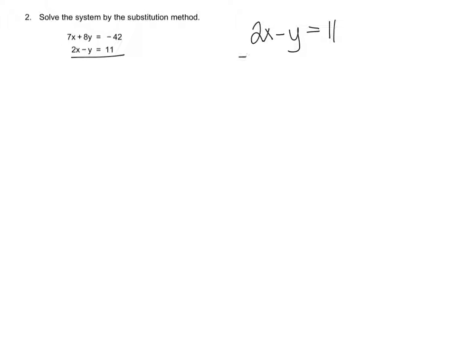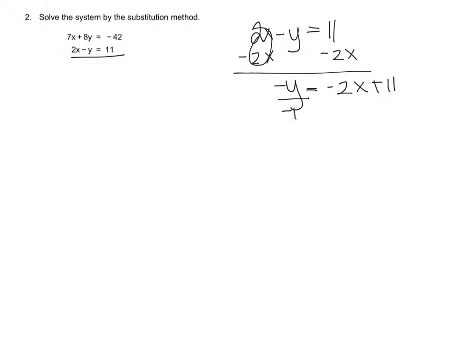Again, I'm solving for y, so I need to subtract 2x from both sides, and I get negative y equals negative 2x plus 11. Next, I'll divide everything by negative 1. And I have y equals a positive 2x minus 11. So I have y equals an expression with x in it.